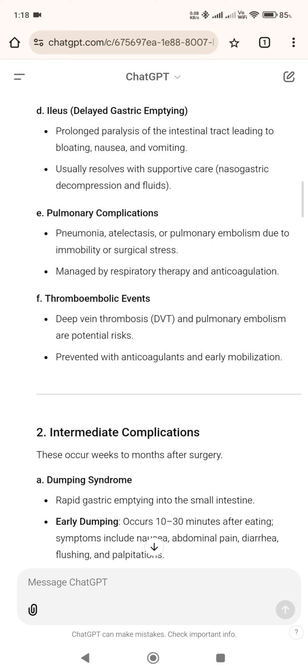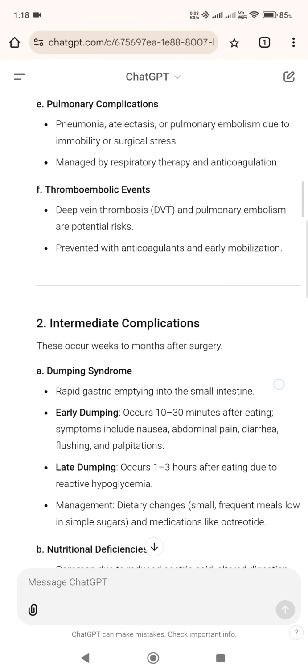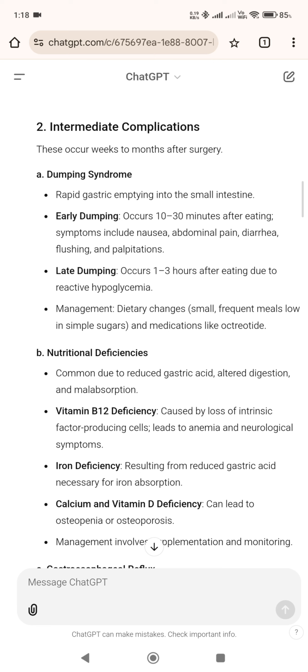E. Pulmonary complications. Pneumonia, atelectasis, or pulmonary embolism due to immobility or surgical stress. Managed by respiratory therapy and anticoagulation. F. Thromboembolic events. Deep vein thrombosis (DVT) and pulmonary embolism are potential risks. Prevented with anticoagulants and early mobilization. 2. Intermediate complications. These occur weeks to months after surgery.